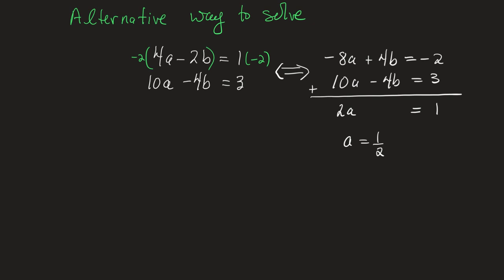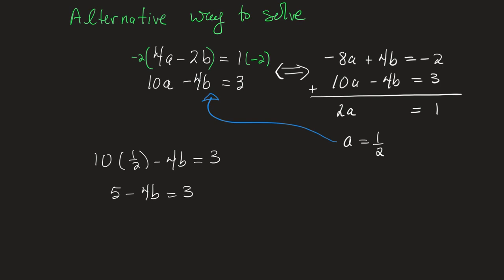Now, how do you get b? Well, you plug this into your second equation. So you get 10a minus 4b is 3. So 5 minus 4b is 3. So minus 4b is 3 minus 5, which is minus 2. And so b is minus 2 over minus 4, which is 1/2. So of course we get the same answer, just solving it a different way.